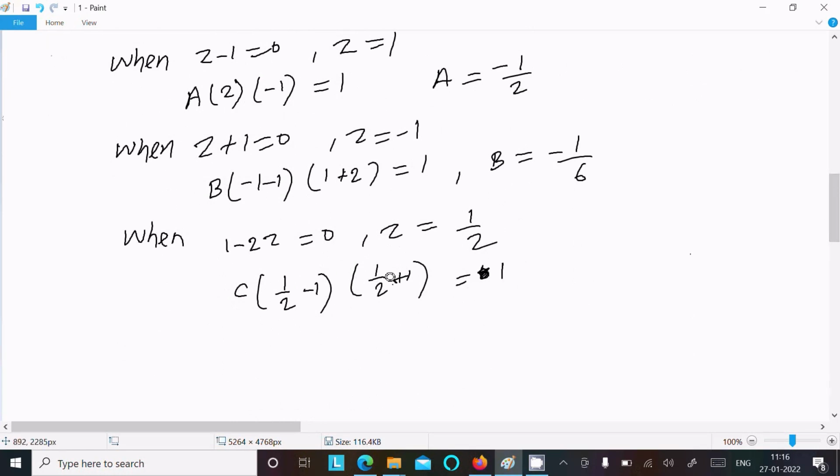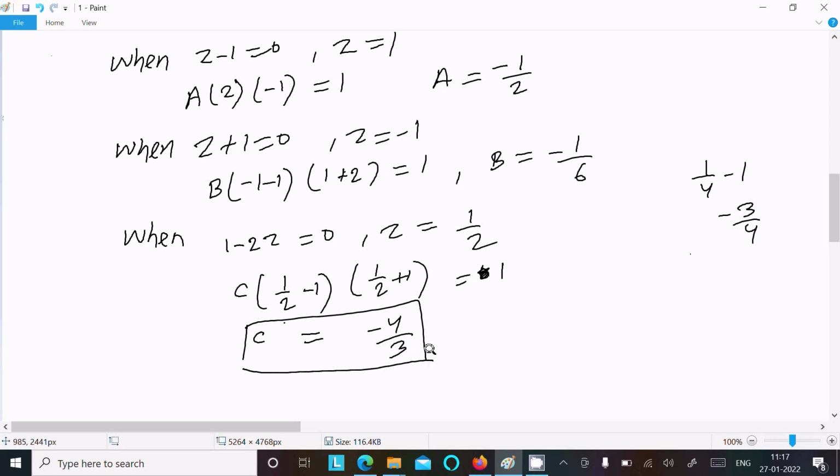So if I calculate this one, 1 by 2 plus 1 is 3 by 2, so this is 1 by 4 minus 1, that comes minus 3 by 4, and so C comes minus 4 by 3. So the C value is now minus 4 by 3. You can calculate. So A, B, C I found here.